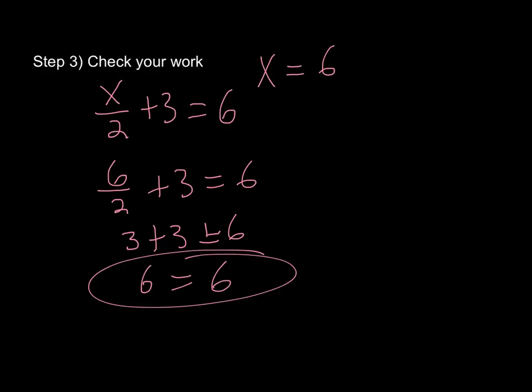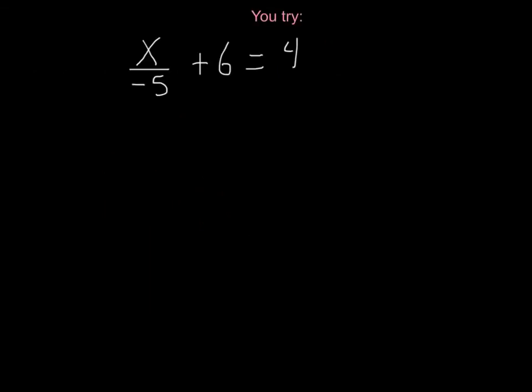Let's try an example with you guys. Okay, so our question here is x over negative 5 plus 6 equals 4. So what you can do right here is pause it, give it a shot, and then play when you're ready to check out the solution.